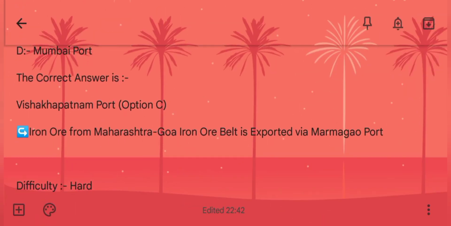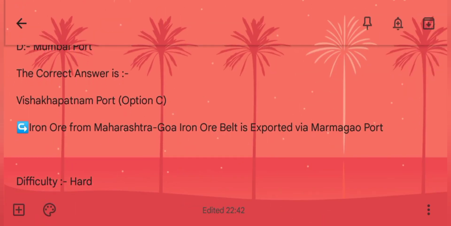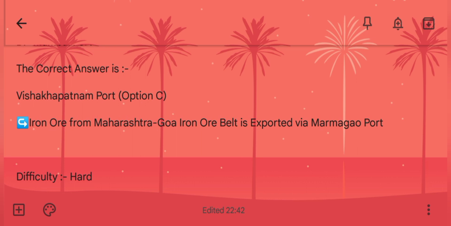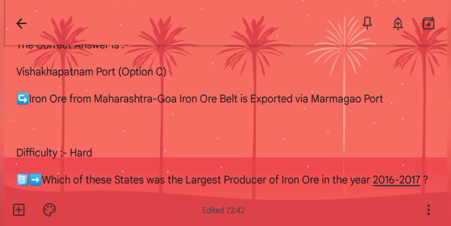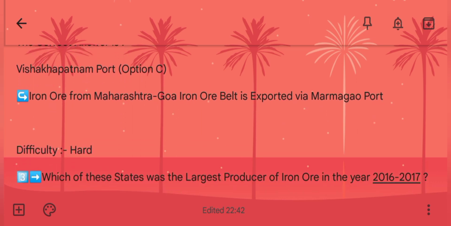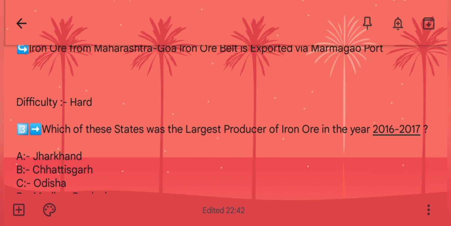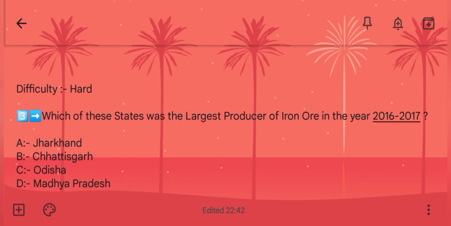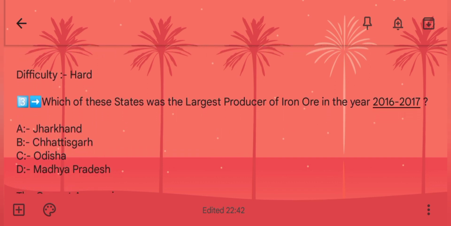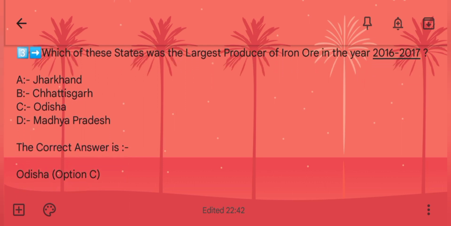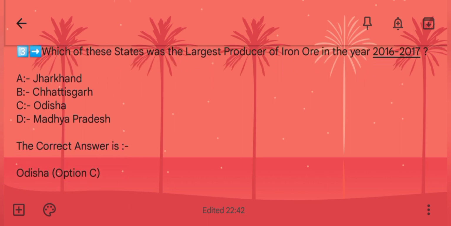So now let's move on to our somewhat easy question, which is at the difficulty of hard level. Which of these states was the largest producer of iron ore in the year 2016 to 2017? Your options are A, Jharkhand, B, Chhattisgarh, C, Odisha, or D, Madhya Pradesh. The correct answer to this question is Odisha, or option C. Yeah, Odisha was the largest producer of iron ore in the year 2016.